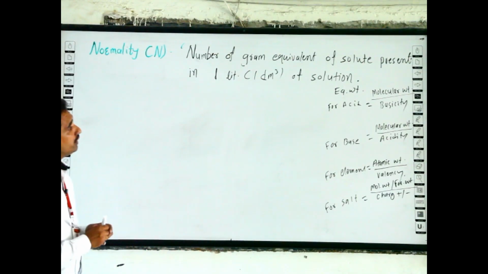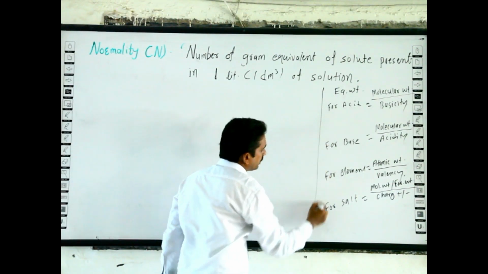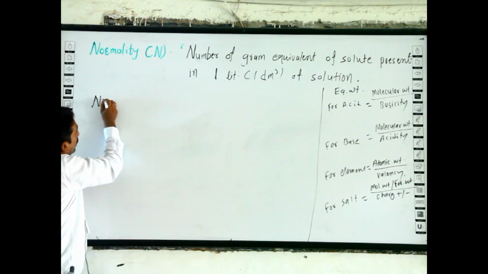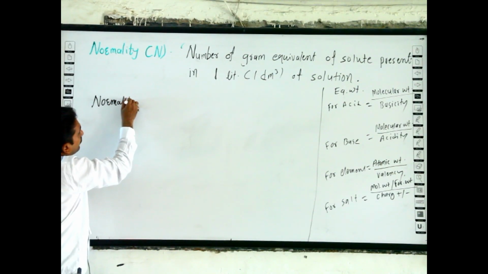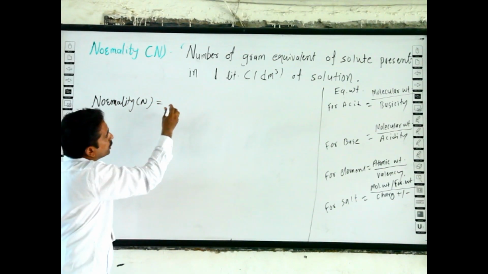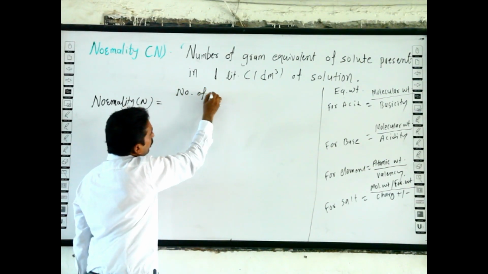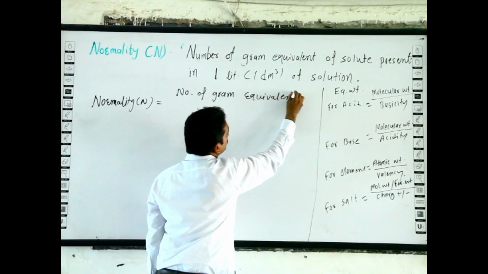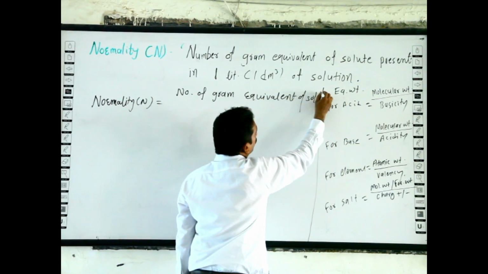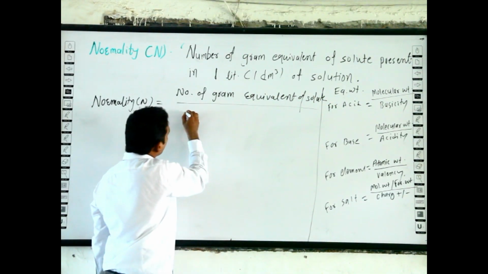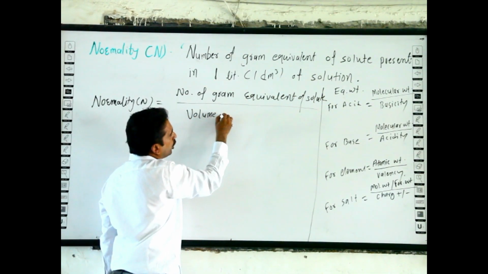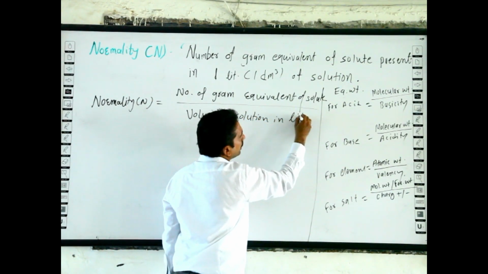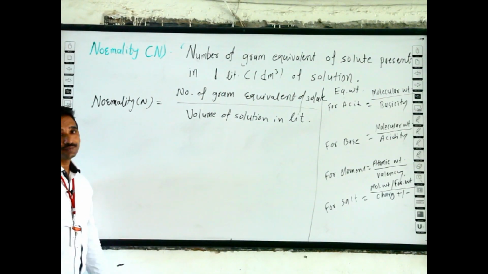Here we will discuss the formula about normality. Normality N is equal to the number of gram equivalents of solute divided by the volume of solution in liter. Here is the formula.